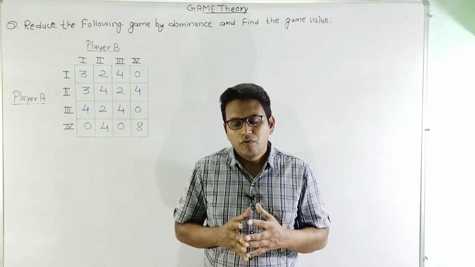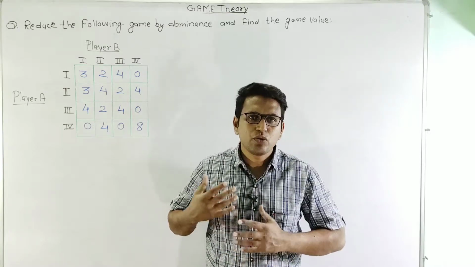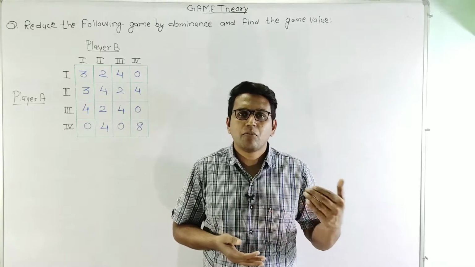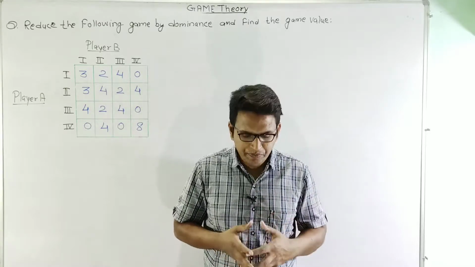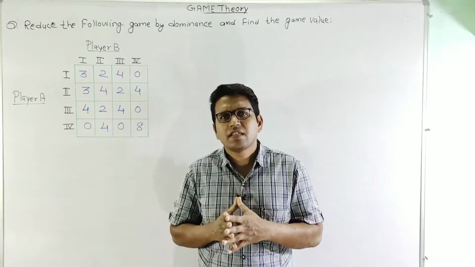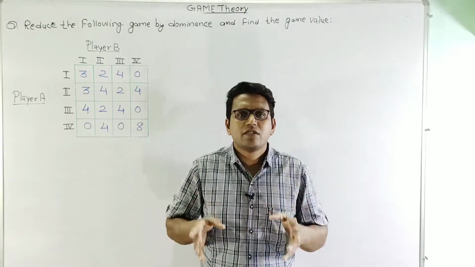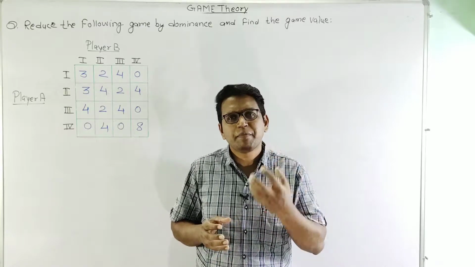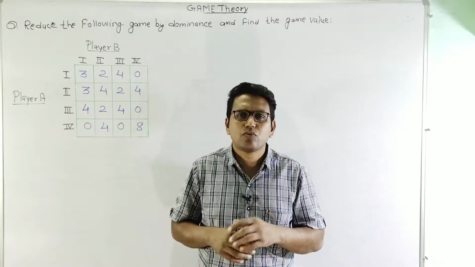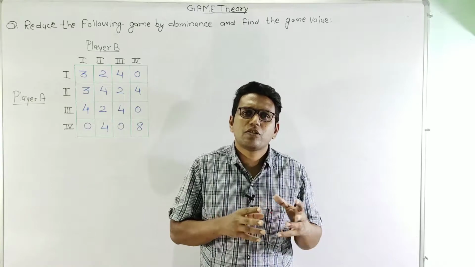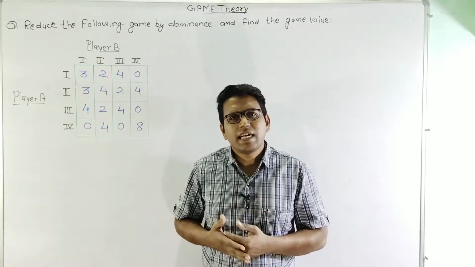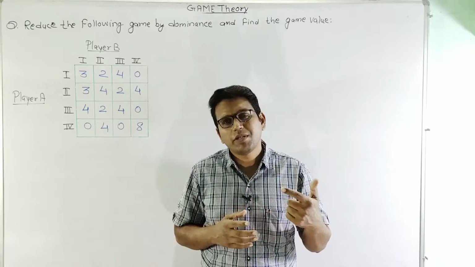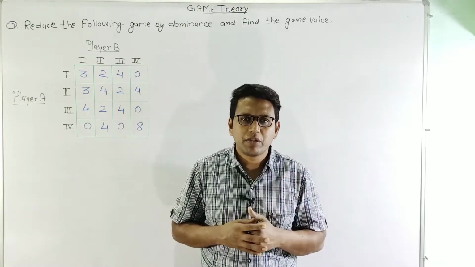So let us move ahead, and before moving on to the problem, let us have a recap of what we have studied in the dominance rule in the previous lecture. In the previous lecture we have seen that if there is no saddle point in a game, then we will try to reduce that matrix into 2 cross 2 with the help of the dominance rule. And we have also seen that dominance rule can be done in two manners. First is row domination, second is column domination.